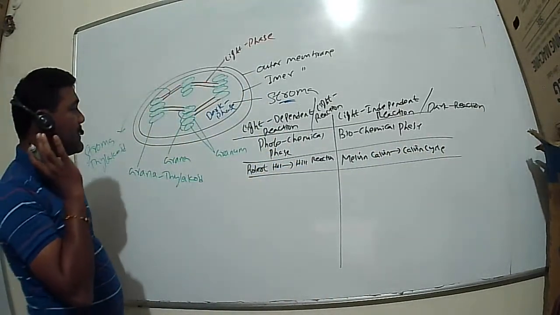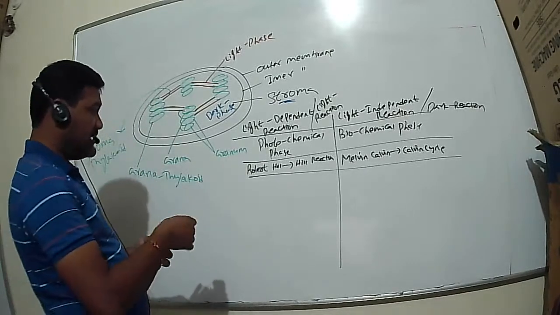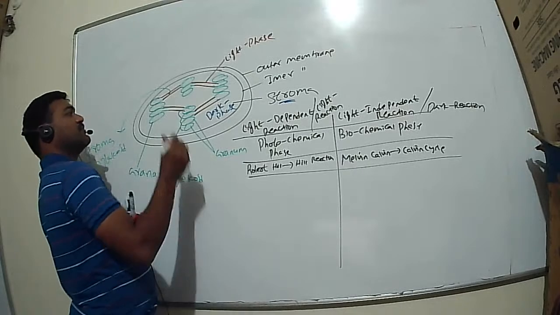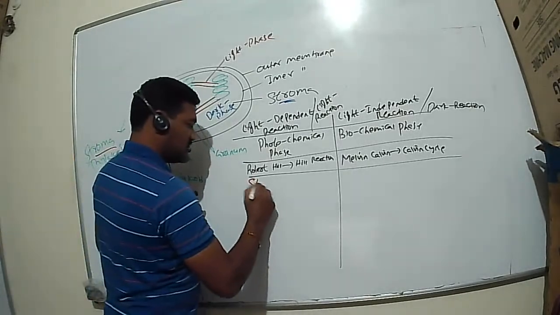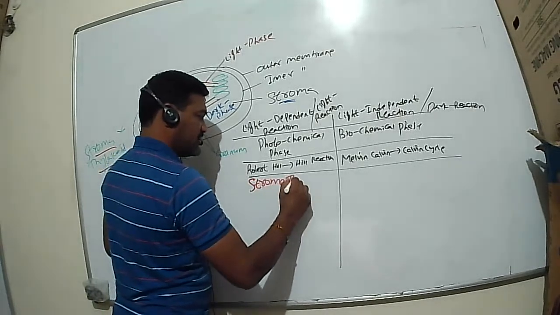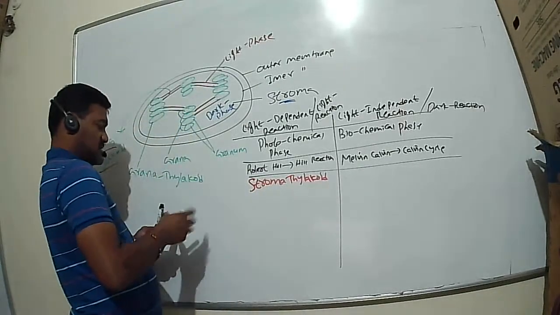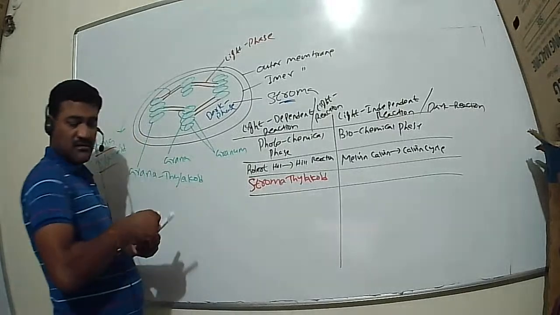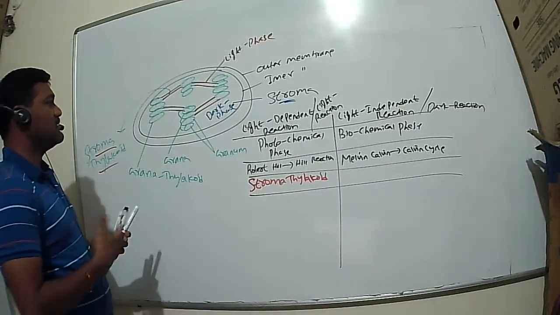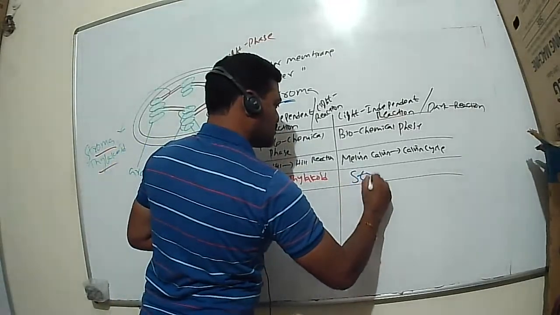And where does it occur? That's very important. I already told you. Light reaction occurs in this stroma thylakoid. But where does dark reaction occur? I already told you. Yes, it occurs in this stroma, in this fluid. It occurs in stroma.